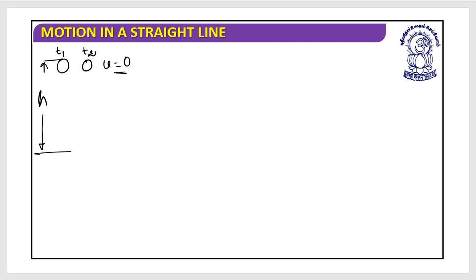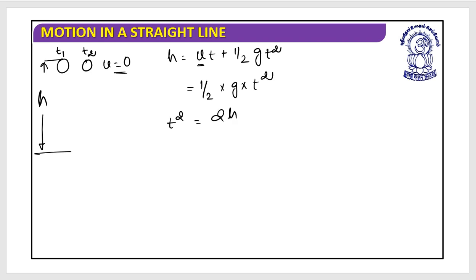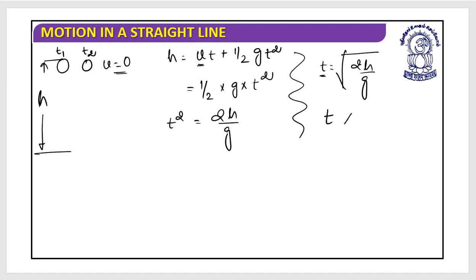So what I can have is that h is equal to ut plus half gt square. Now in my case u is equal to 0, so this would be equal to half into g into t square. If I write this, what I can have is t square should be equal to 2h by g, and if it is the case, this t should be equal to root of 2h by g. So if I look at this relation very carefully, what I can get is that the time of flight, or the time required, is dependent on root of h, as we consider that g is a constant at this place.